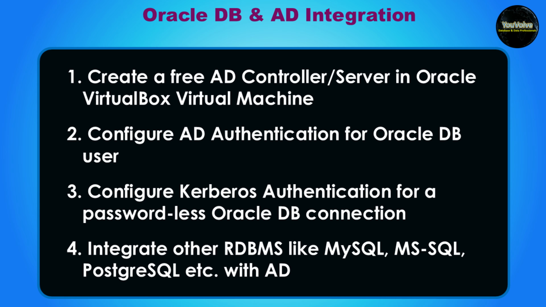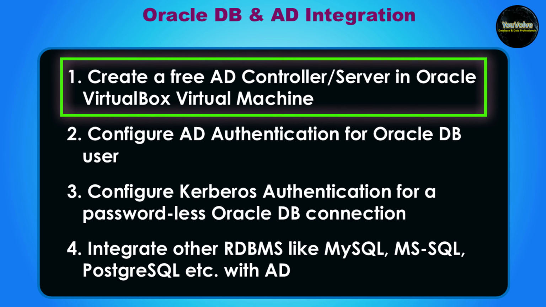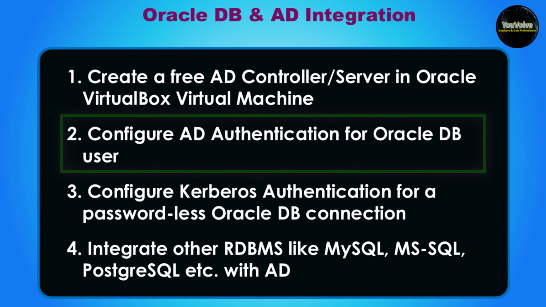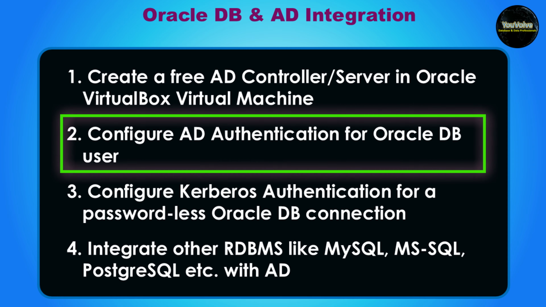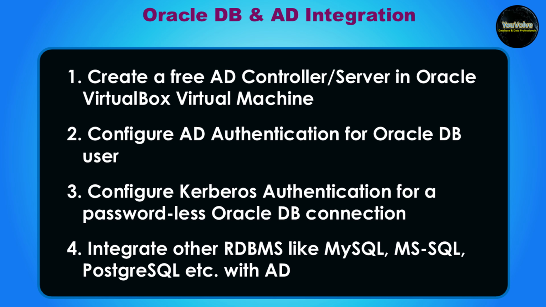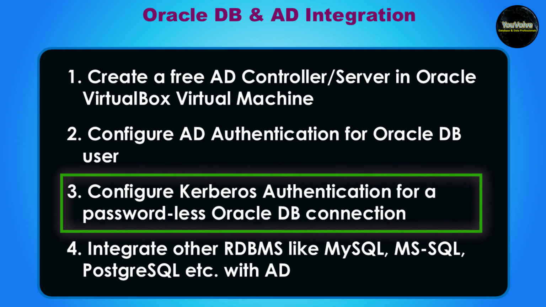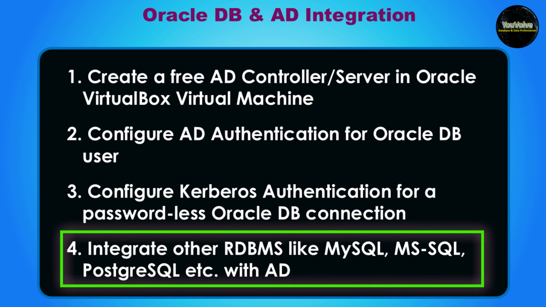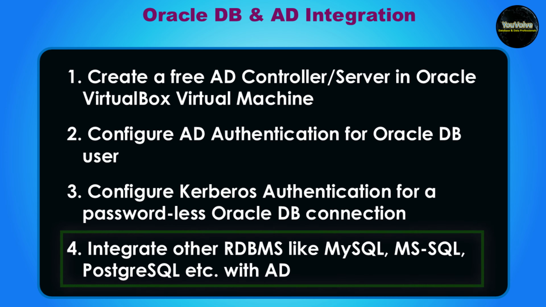I am dividing this topic into 4 parts. In the first part, we will create our Active Directory in a Windows Server 2019 on a VirtualBox Virtual Machine. In the second part, we will create an Active Directory authenticated database user to log into our Oracle database. In the third part, we will configure Kerberos authentication for a passwordless database connection from an AD user. And in the fourth part, we will see how we can integrate other RDBMS like MySQL, Microsoft SQL Server, Postgres, etc. with Microsoft Active Directory.